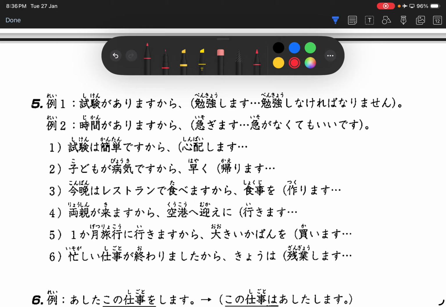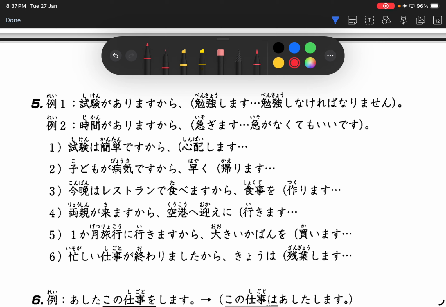Or if you're asking for permission, 帰ってもいいですか? Right? If you're asking for permission from the boss, 書いてもいいですか? But in this case they want to use the negative one. 子供が病気ですから早く帰らなくてもいいですか? Is it okay not to go back if my kids are sick? Very passive aggressive. Why are you questioning your boss? Your boss doesn't let you go back, that's why you ask him back.